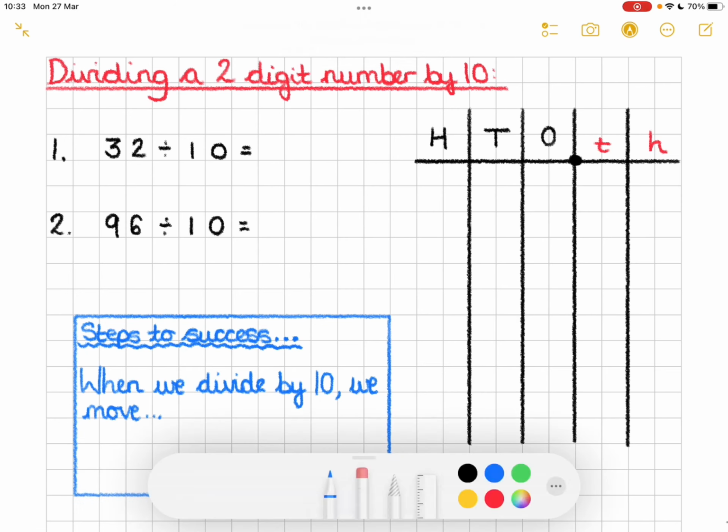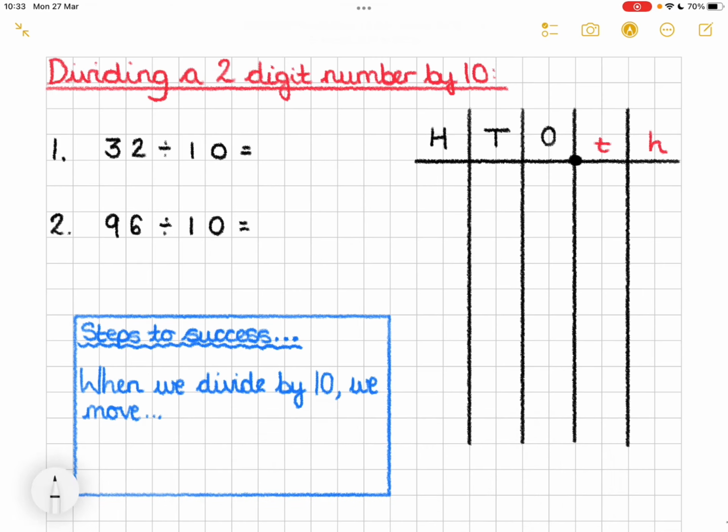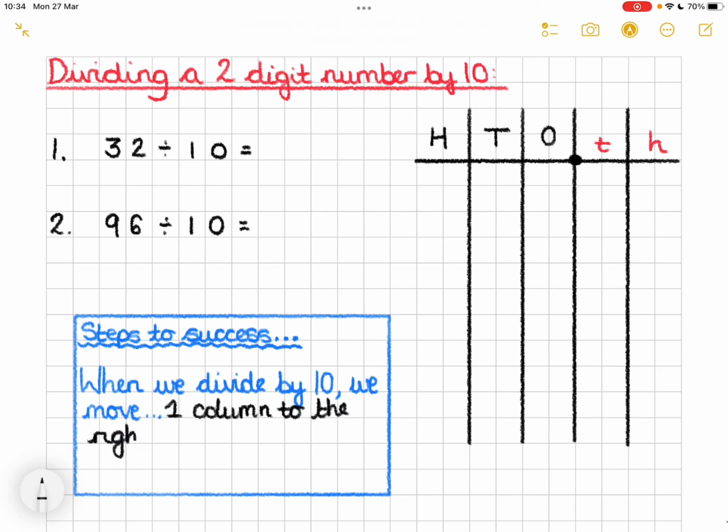Now I've changed the colour of my tenths and hundredths to show that they are decimals, which means they're smaller than 1. It just helps me understand what I'm doing and how that works. So, steps to success. When we divide by 10, we move our number 1 column to the right. So your whole number would shift towards the right. I remember it like this. I can do divide by 10 equals, and then just 1 arrow to the right.